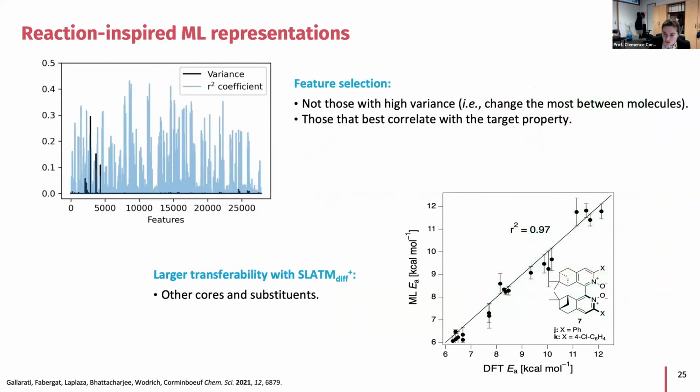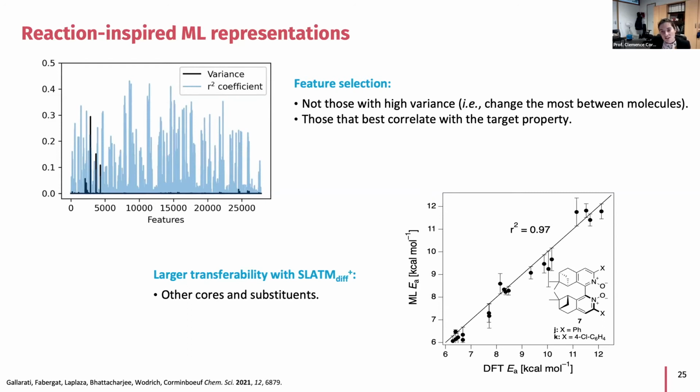So I won't insist too much on the feature because it's not super relevant, but what I want to show you is that if you take this diff version of the ML model that uses the different structure rather than only one, you also get a much more transferable model and can make predictions for scaffolds that are not necessarily included in the training set. And here is a scaffold of, for instance, 7 that I didn't discuss before, but that has been shown experimentally to perform very well.